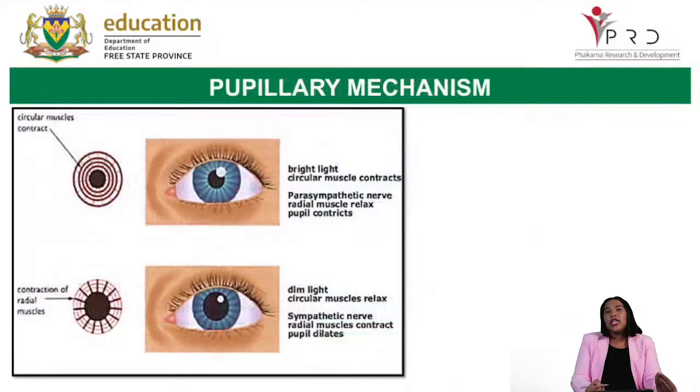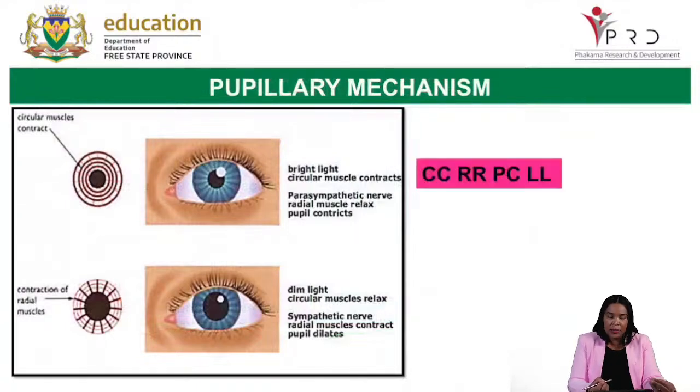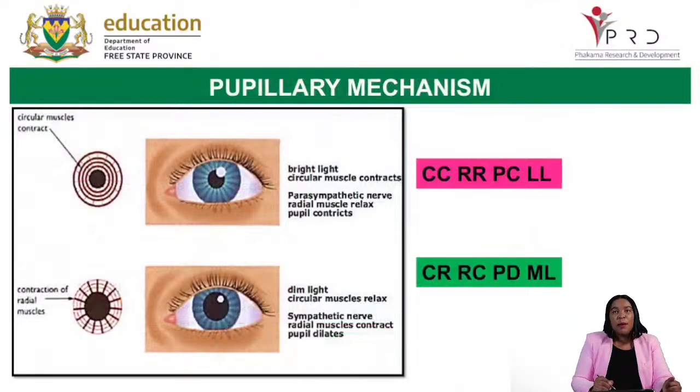The eye is not only responsible for accommodation. Remember, it is also responsible for vision in bright or dim light. That is the pupillary mechanism. It adjusts the size of the pupil based on how much light is entering the eye. So it's controlling that. So how are you going to remember the process? Right, again, for the pupillary mechanism: CC, RR, PC, and LL. What is it?